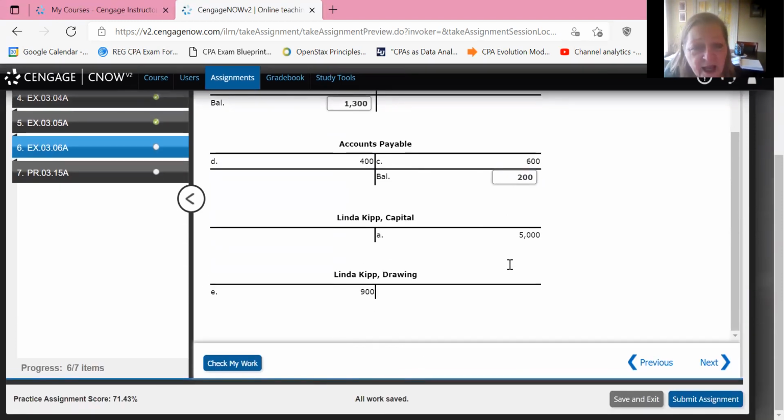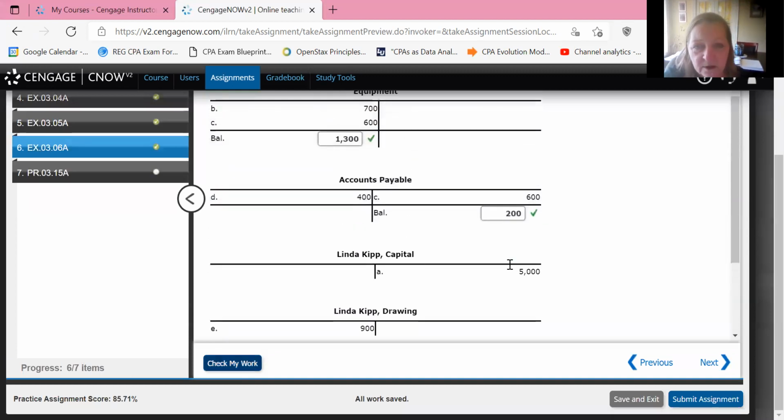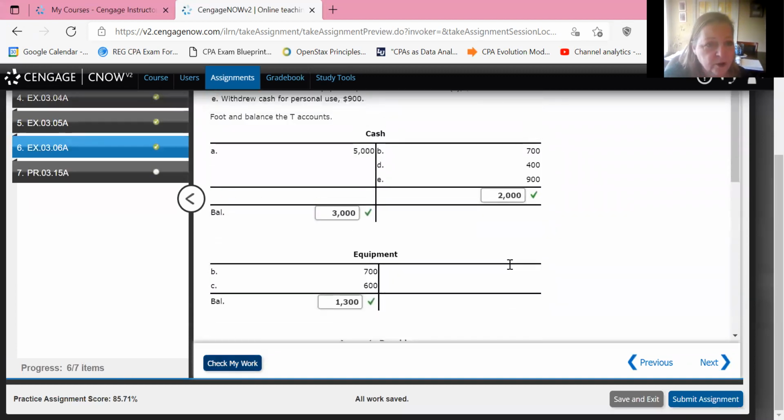Nothing needs to be tallied on the capital account or the drawing because they only had 1 entry each. So I think we've got what we need. Let's see what happens. Check marks everywhere. We're good.